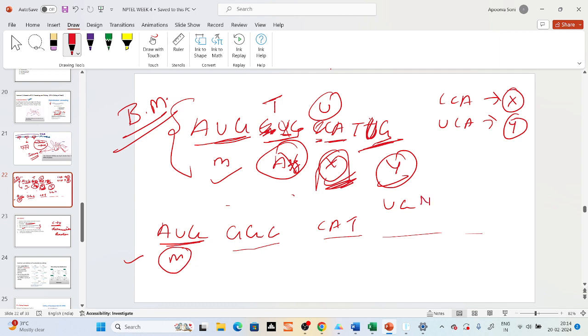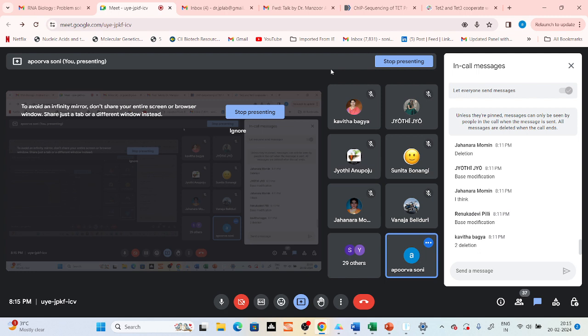So now you tell me, which will have a more deleterious or more pronounced effect, insertion or deletions, or base modifications? Now can you tell me? Insertion, deletion? Deletion. Yes, yes.